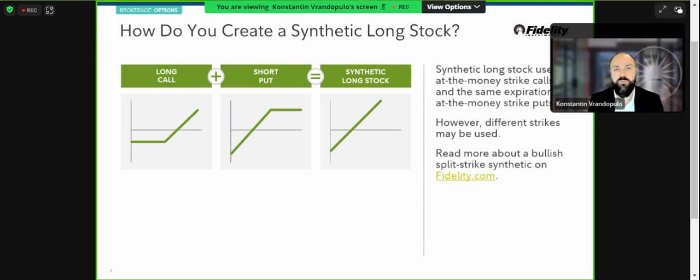Let's say a stock is trading at $400 a share. Okay, I need $40,000 to buy 100 shares of stock. Who in the world would use a synthetic long stock position? Somebody who is thinking about a particular time frame to be bullish for, understanding that the risk reward is going to be identical to buying long stock, but someone who is willing or is looking for capital efficiency, right?